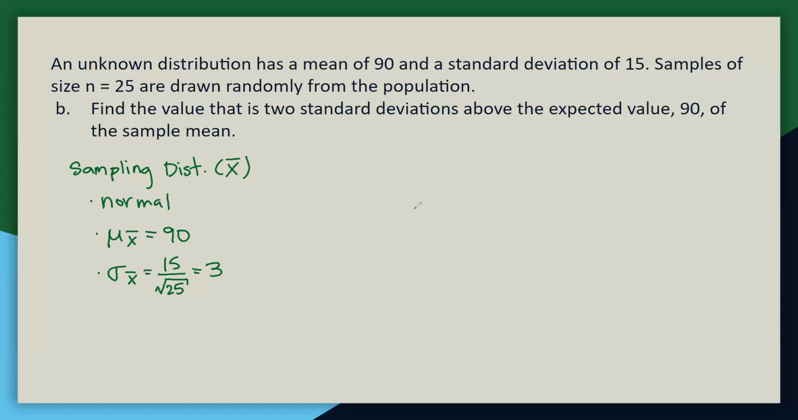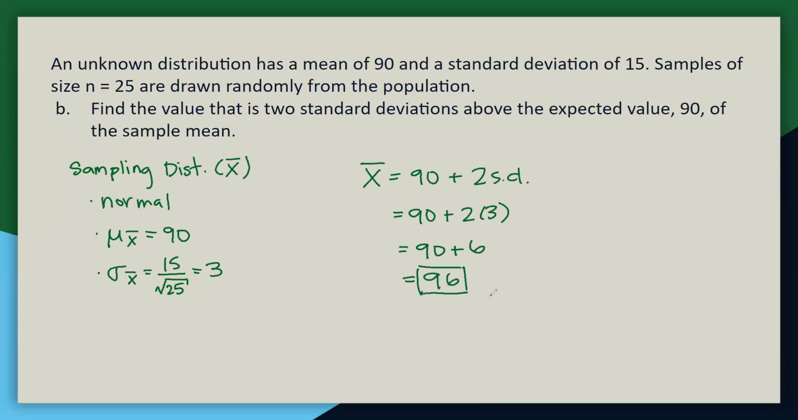And they say, find the value that's 2 standard deviations above the expected value of 90. So we want to do x bar is equal to 90 plus 2 standard deviations. And we know that our standard deviation for the sampling distribution is 3. So 90 plus 2 times 3 is 90 plus 6, which is 96. And we saw that in the picture on the last slide, when we drew our normal distribution in preparation for our probability calculation, that 2 standard deviations above the mean hash mark was labeled 96.